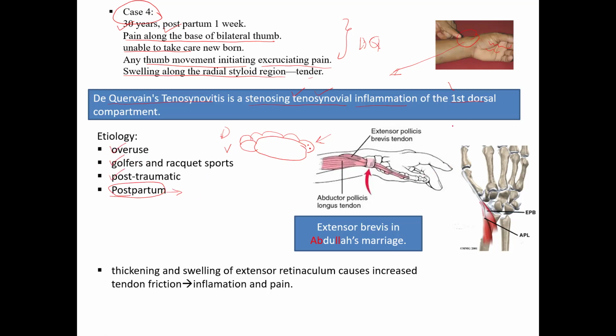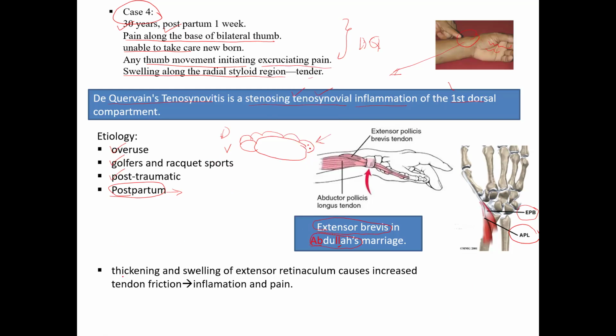So what is happening? In the first compartment, there is inflammation. What are the muscles in the first compartment? We have 2 muscles: extensor pollicis brevis and abductor pollicis longus. These are the 2 muscles. How I used to remember is extensor brevis is going in the marriage of Abdullah. Abdullah contains AB, abductor, LL, longus. So abductor pollicis longus, extensor brevis.